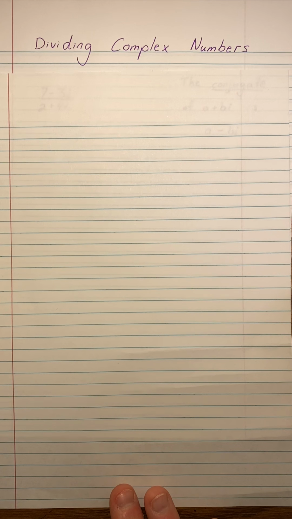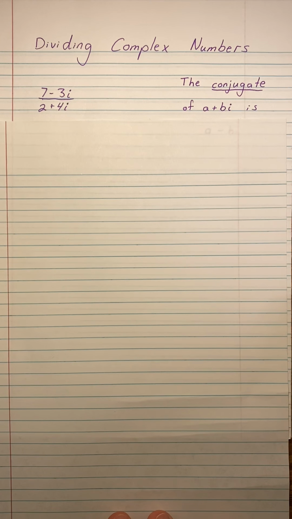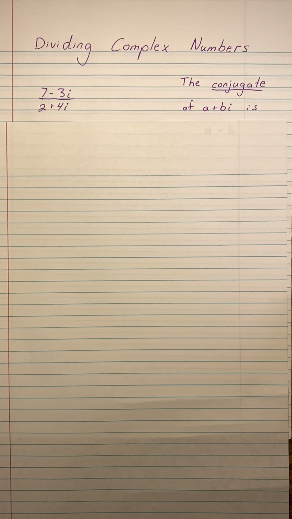So when we're dividing complex numbers, that's going to look something like this problem here: 7 minus 3i over 2 plus 4i. Now, dividing complex numbers is not really going to look like dividing two numbers, like 8 divided by 4 is 2. What we're really going to be doing is taking this expression where two complex numbers are being divided and simplifying it down into just one complex number. And we're going to do that using conjugates.